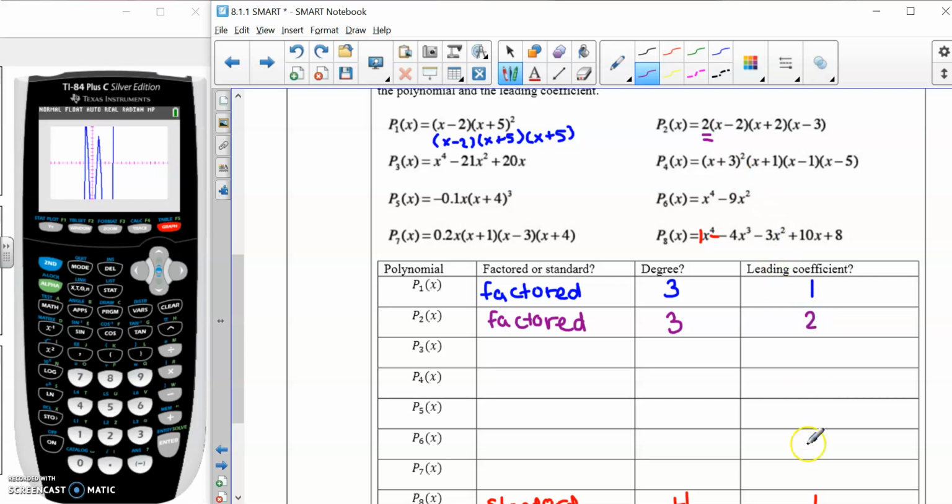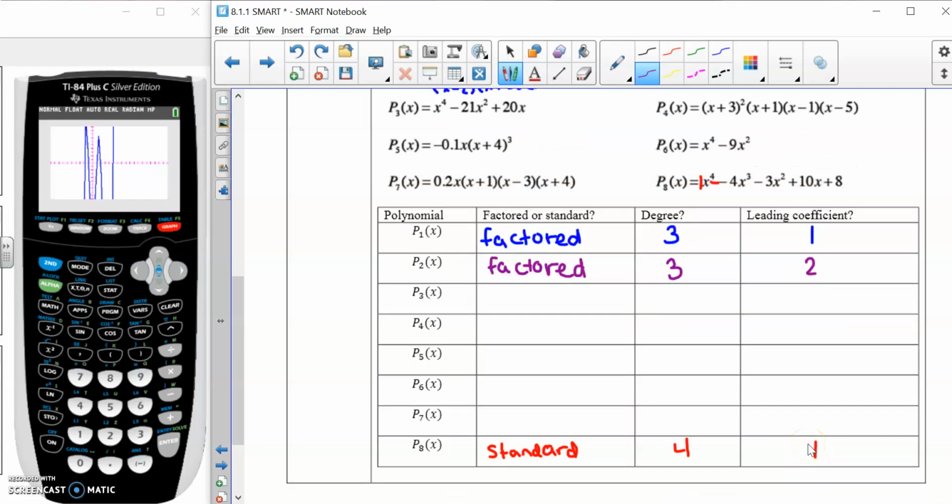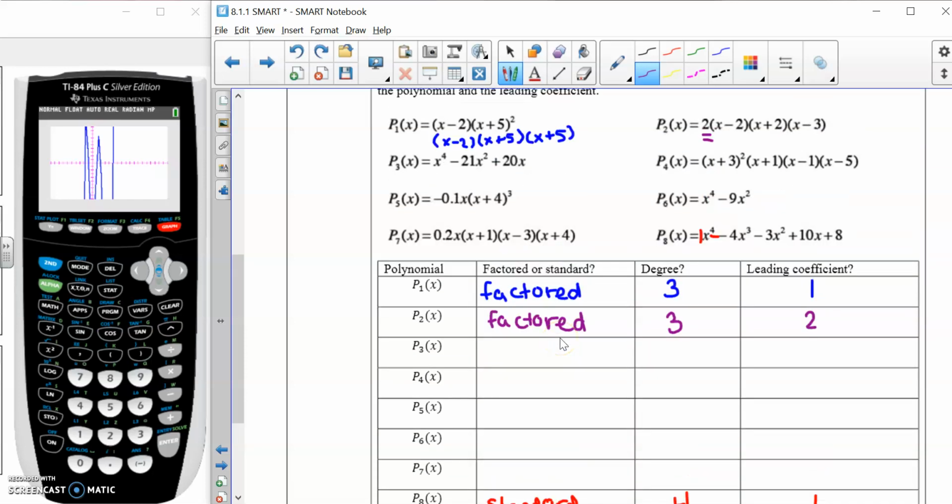And that's it. So again, you guys can go ahead and try the other ones. I'm not going to go ahead and go through all of them with you. But that is all for this note sheet.